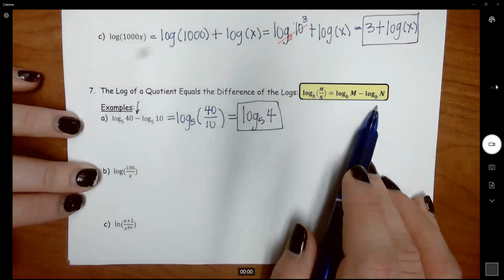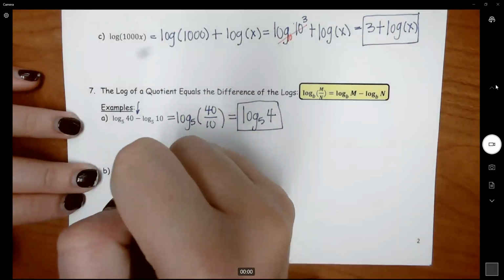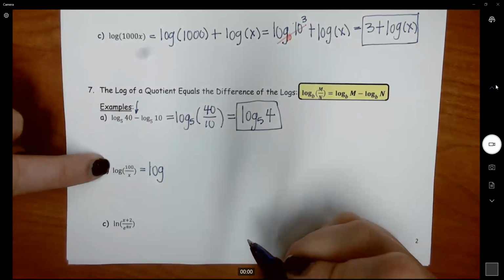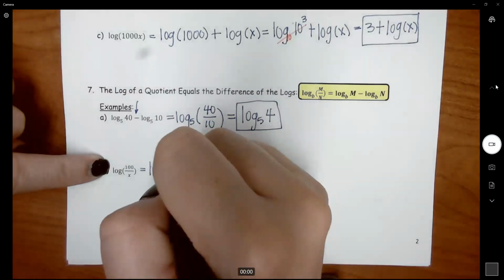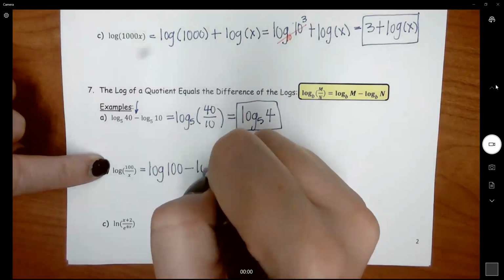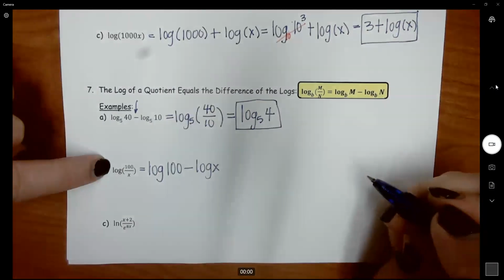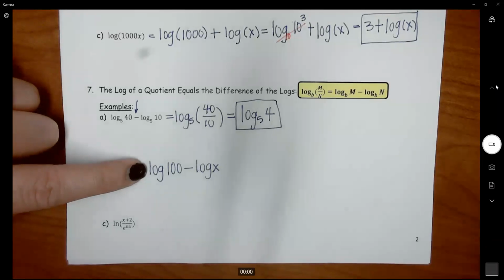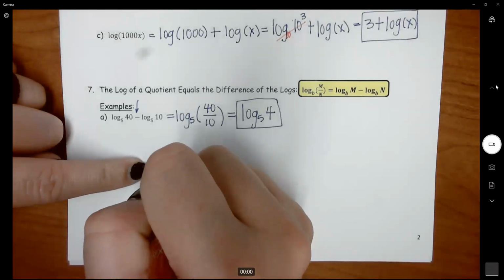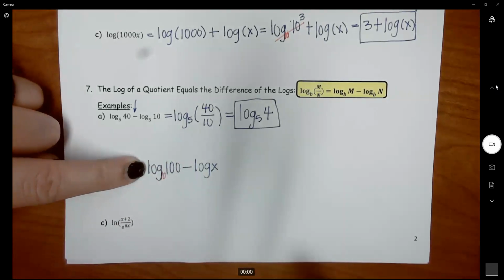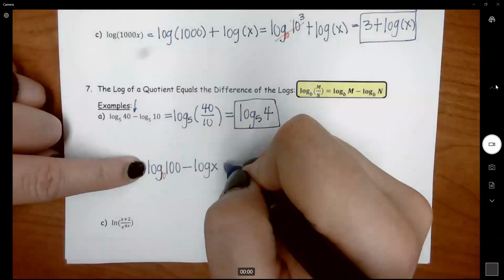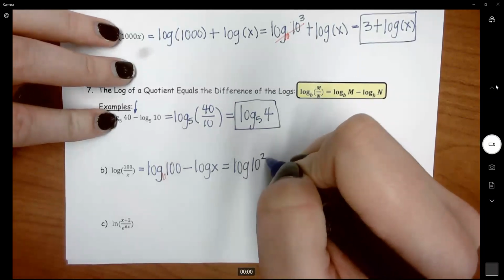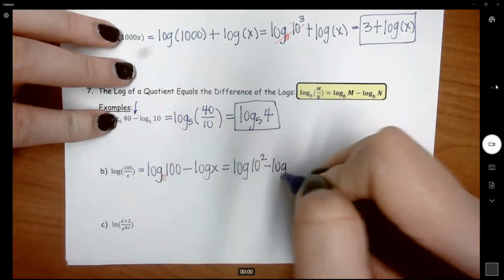Okay, so now this is condensed. So now I'm going to expand. Because these are divided, I know I'm subtracting. So this is log of 100 minus log of x. And I can simplify log of 100. This is a common log with a known base of 10. So I can write 100 as a base of 10 by doing log of 10 squared minus log of x.